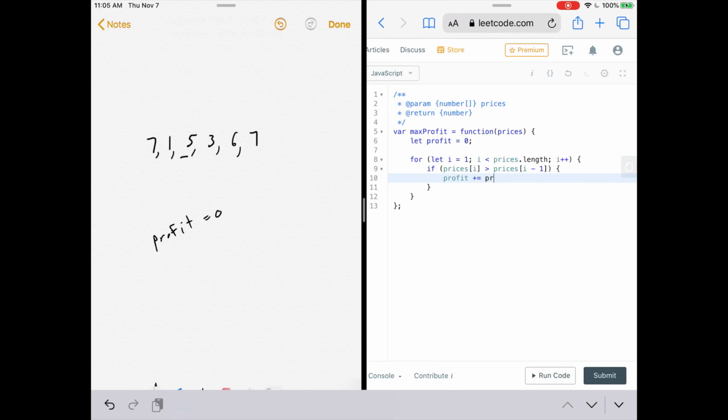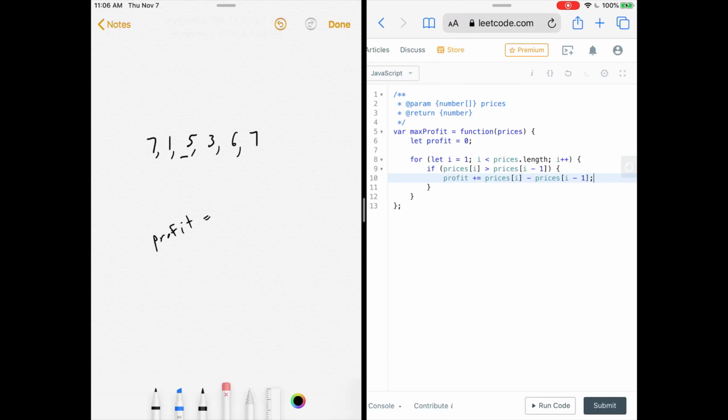So we'll add the number we're on minus the number to the left of it. So that'll give us the difference to the profit. 5 minus 1 is 4. So that'll be our profit so far. All right, next loop will be on the number 3. Is that greater than the number 5? No, so that will not add to our profit. Next is the number 6.